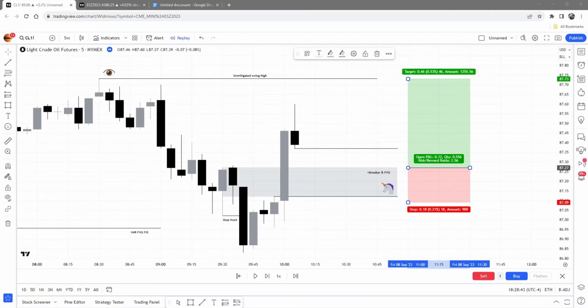I have outlined our unmitigated swing high for our example. By definition, this is a swing high. As you can see, it has lower highs on each side of it. This is considered to be an unmitigated swing high because ever since it was created, it has yet to be used. When looking for a draw on liquidity, I want it to be unmitigated.